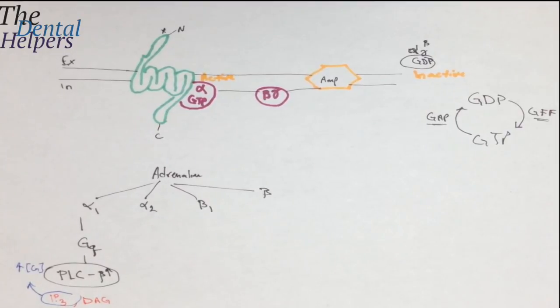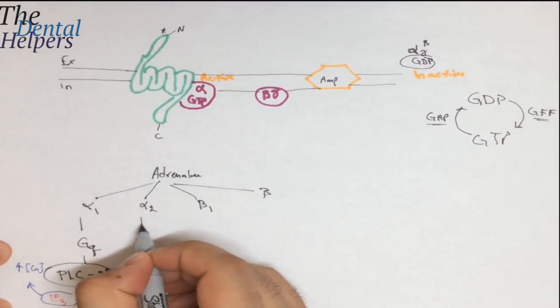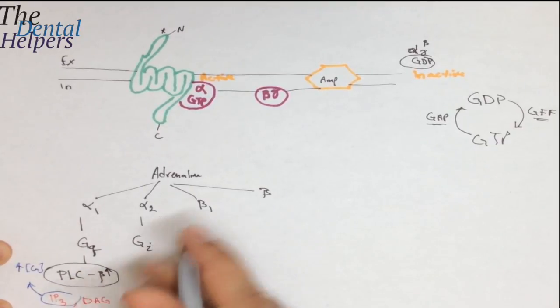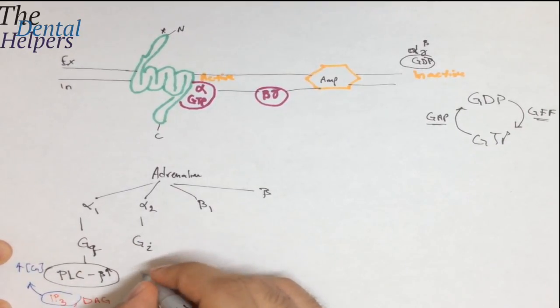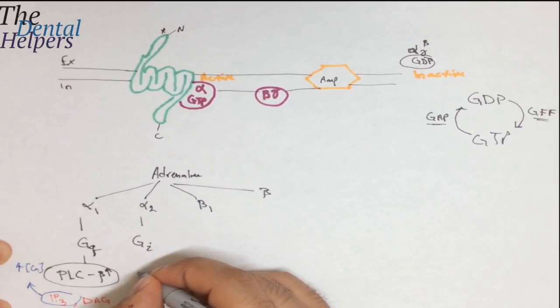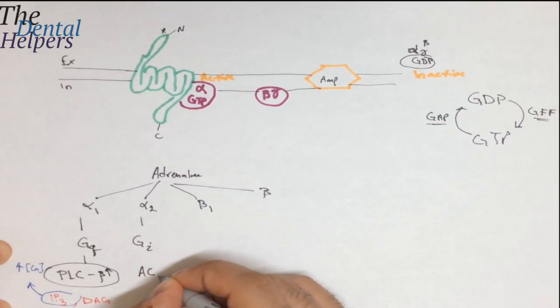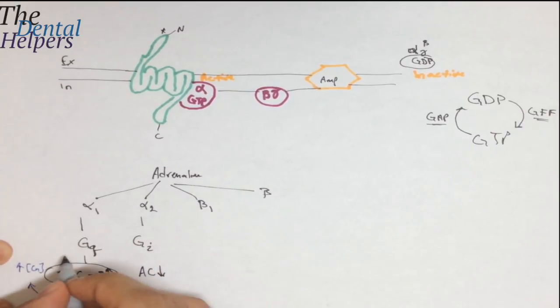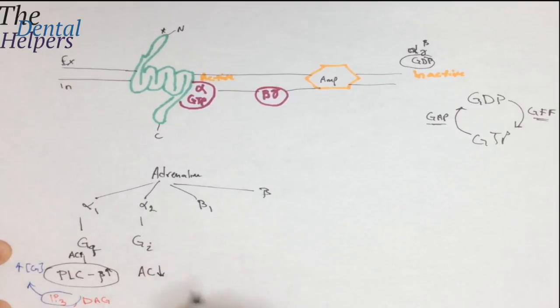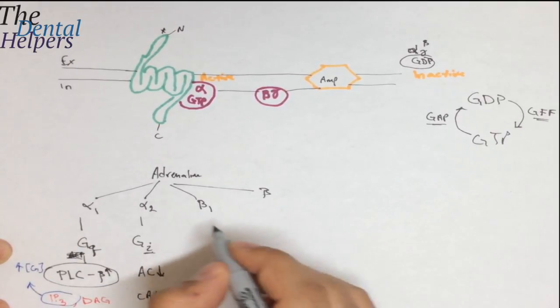So now let's look at alpha-2. Alpha-2 is involved with GI. And GI is going to cause adenyl cyclase to decrease, while GQ, I should have said, is going to increase adenyl cyclase. So GI, remember, it has an I, it deals with inhibition. So this also means cAMP is going to go down as well. Sorry, I made a mistake right here. This is not alpha adenyl cyclase. Sorry about that.